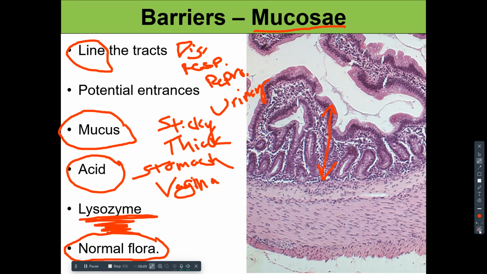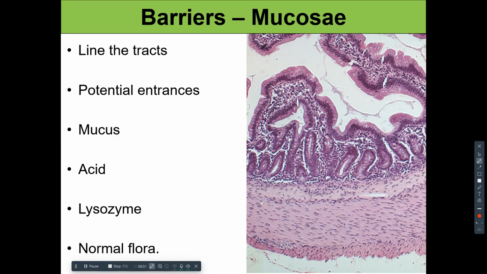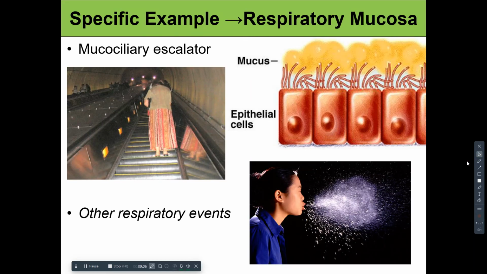All right, on that note, we're not going to go over every single mucosal membrane, but when we hit the different organ systems that have them, like digestive, respiratory, urinary, and reproductive, we will come back in detail on those mucosae. I do want to spend a tiny bit of time with the respiratory mucosa. It is prodigious in terms of its mucus production. It makes a ton of mucus.